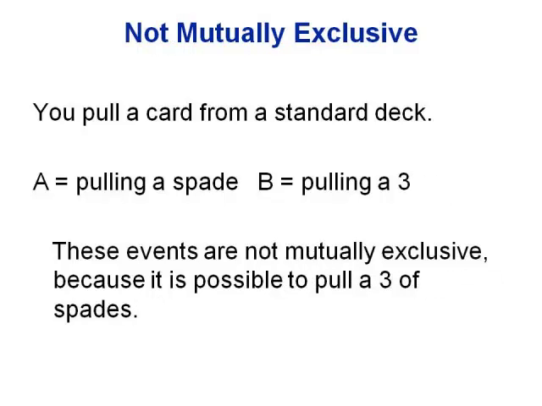On the other hand, if you're looking at pulling a spade versus pulling a 3 out of the deck, these are not mutually exclusive because it is possible to pull a card that is a spade and a 3. It would be the 3 of spades. So that would not be mutually exclusive or not disjoint.